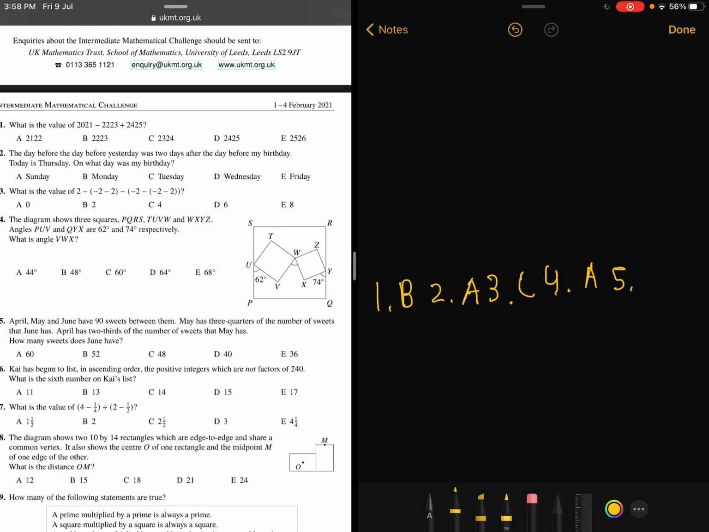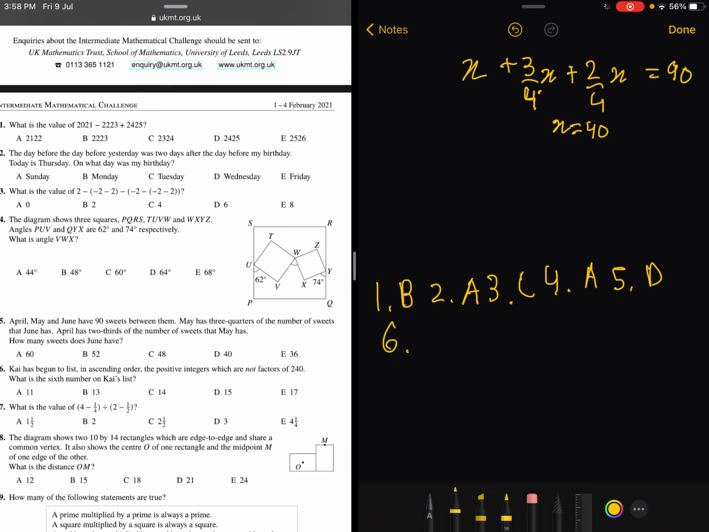Alright. So let's assume June has X sweets. If June has X sweets, May has 3/4 X, and then since April has 2/3 of May's, she has 2/4 X. The sum of this is equal to 90. 9/4 X is 90. So X is equal to 40. So June starts with 40 sweets.